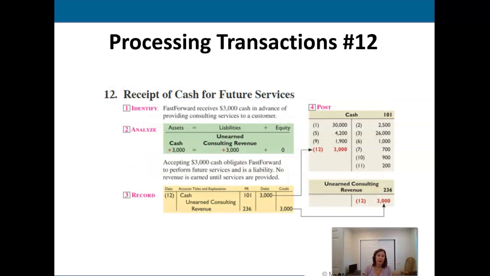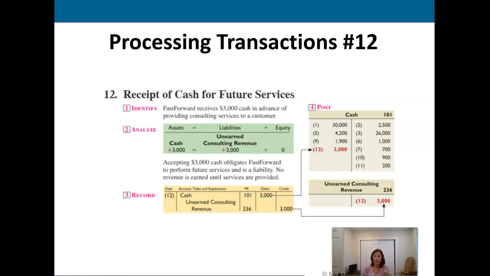Now we're going to get some cash for future services, and this is where things can get a little dicey, and I had talked a little bit earlier about how we would address unearned revenue. When somebody pays us money and we haven't done the work yet, we can't record that as revenue, because if they fire us, we have to give the money back, and we haven't actually done anything to earn it. So we don't want to record revenue unless we truly have earned that revenue.